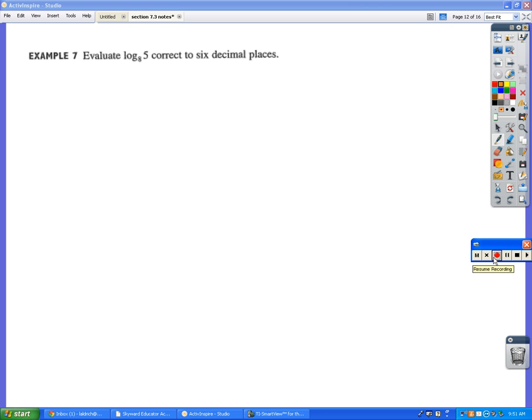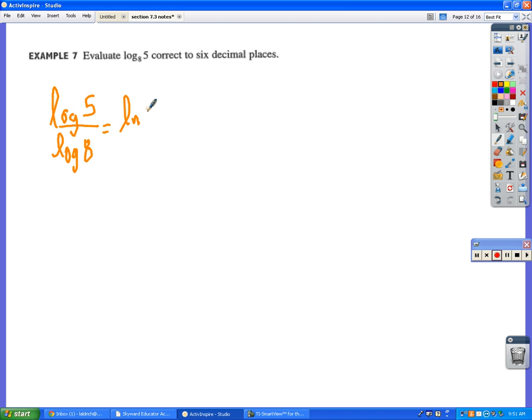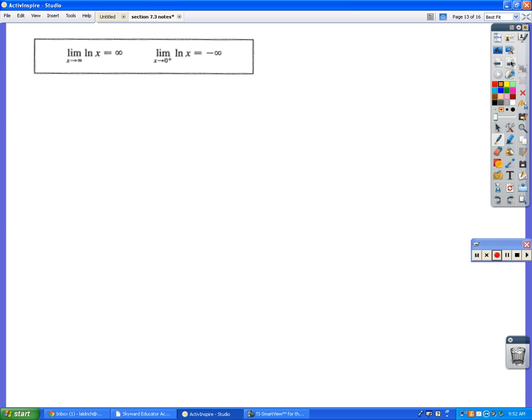So either way you want to do this, actually there are 3 options. You can do the change of base on your calculator, or you can do log 5 divided by log 8, or you can do natural log of 5 divided by natural log of 8. To 6 decimal places, what do you get? You can figure it out. 0.77397.